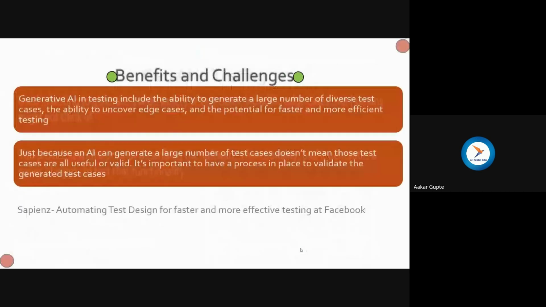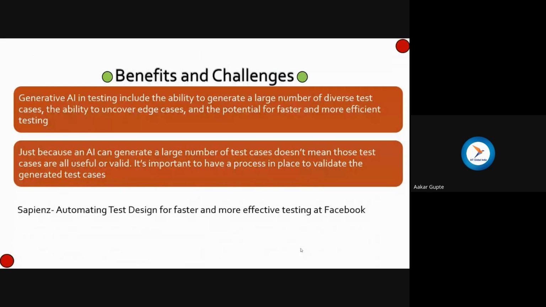Now we move to the next thing, which is what are the benefits and challenges when it comes to working with this, right? When it comes to benefits, it mostly includes the ability to generate a large number of diverse sets, and it helps to uncover edge cases. That is the benefit, and it is more efficient.